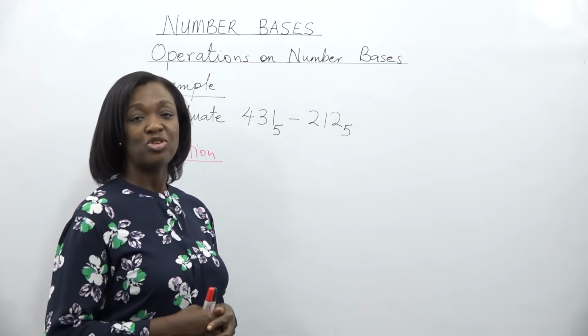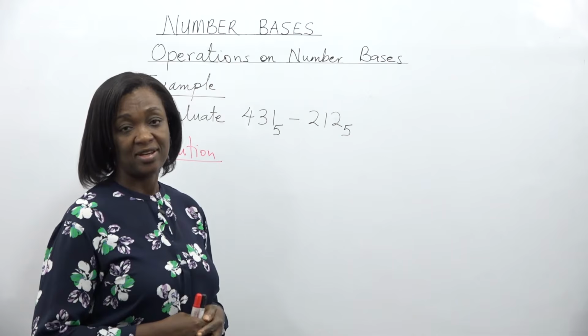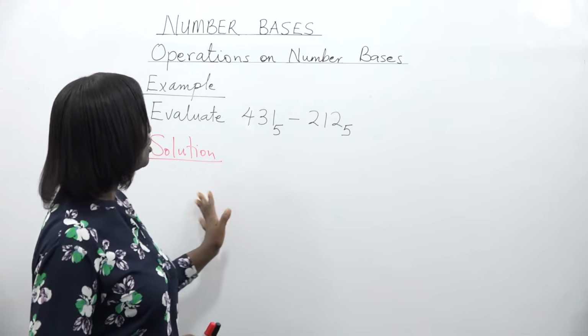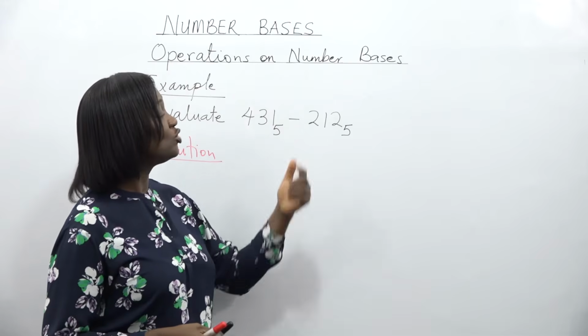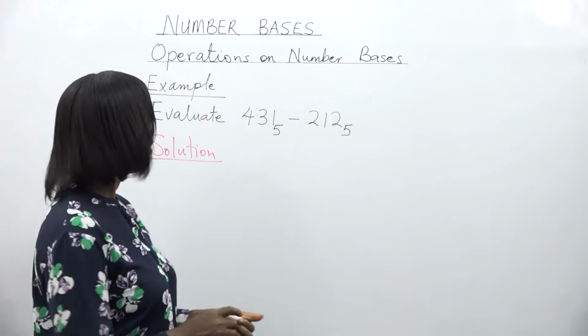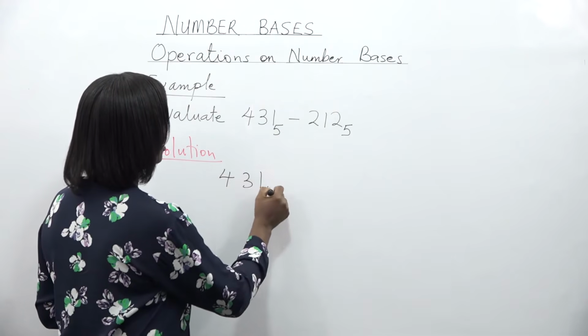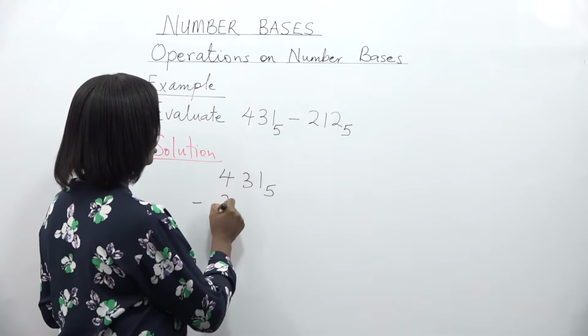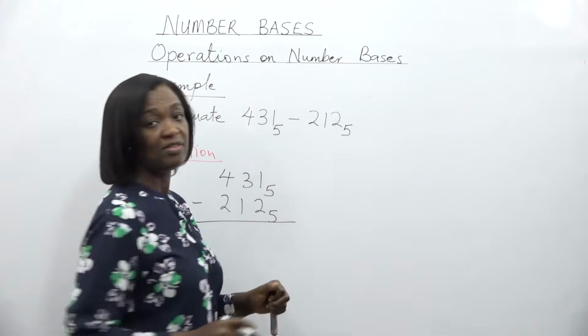Let's look at how to subtract in number bases other than base 10. So in this example, we want to subtract in base 5. 431 base 5 minus 212 base 5. So let's see. 431 base 5 minus 212 base 5.